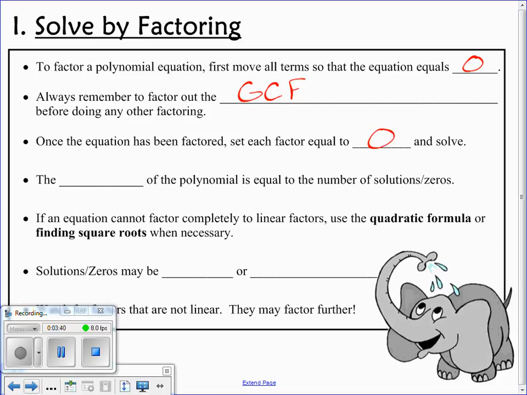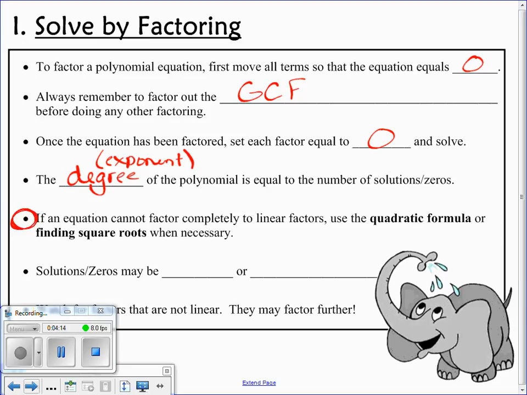The degree of the polynomial, which is your highest exponent, is equal to the number of solutions or zeros. If an equation cannot factor completely to linear factors, so you're all the way down to x plus a number, just a single x, not an x squared or x cubed, then you'll have to use the quadratic formula or finding square roots when necessary.